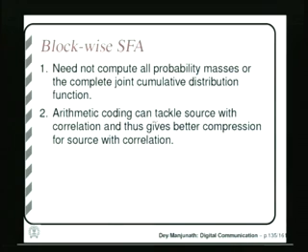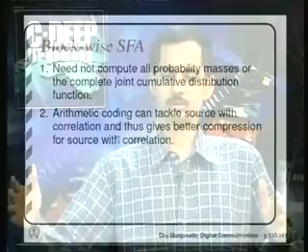And arithmetic coding can tackle sources with correlation first of all, and thus give better compression for sources with correlation. This we will not show why, but actually that can be done for any blockwise coding. So that will take advantage of correlation also to some extent.